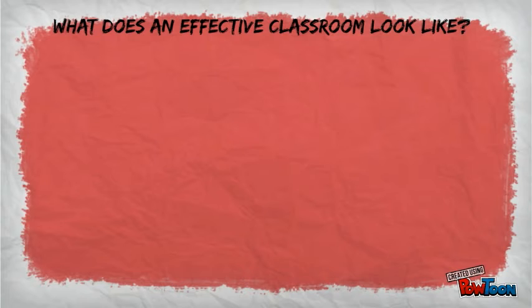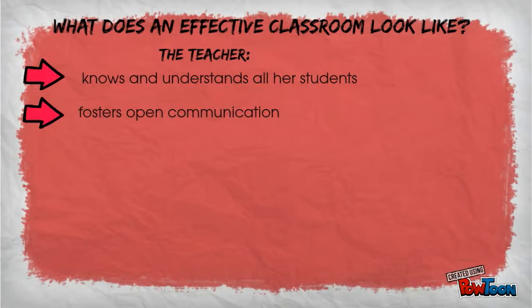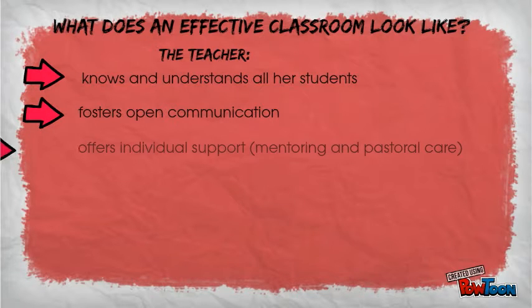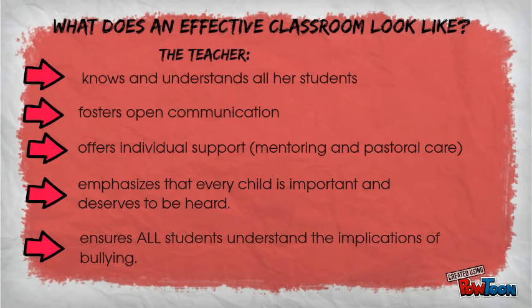So what does an effective classroom look like? The teacher knows and understands all her students, fosters open communication, offers individual support, emphasises every child is important and deserves to be heard, and ensures all students understand the implications of bullying.